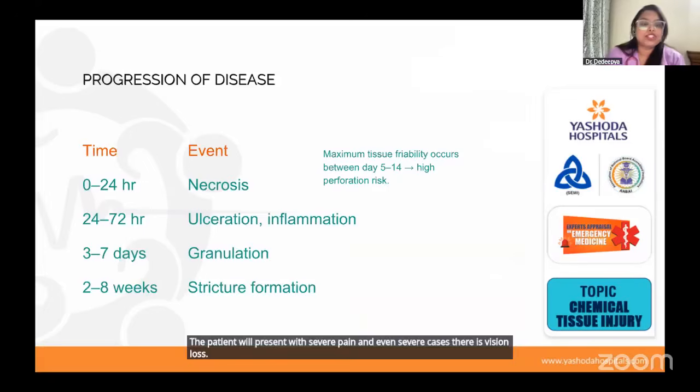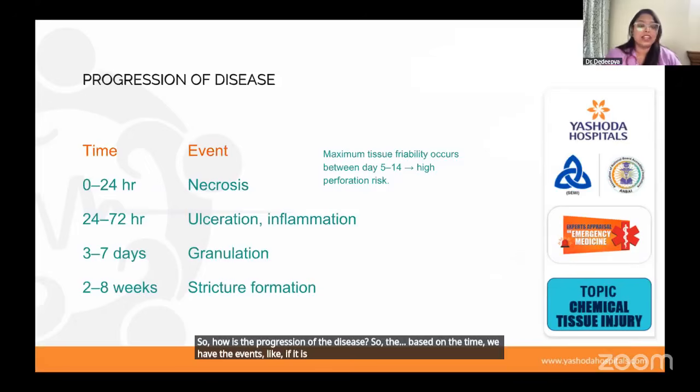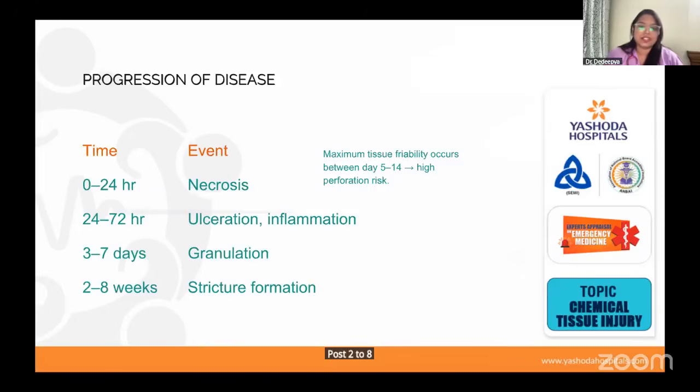So, how is the progression of the disease? Based on the time, we have the events. If it is less than 1 day, necrosis usually starts, and 24 to 72 hours, it starts with ulceration, inflammation. 3 to 7 days, it starts with granulation and fibrosis. Post 2 to 8 weeks, stricture formation is seen.